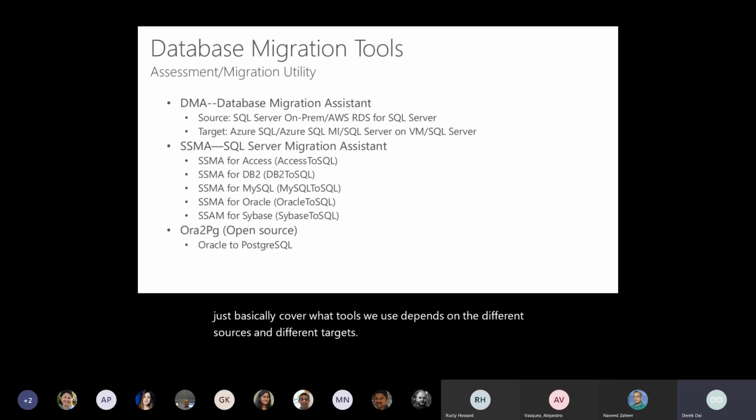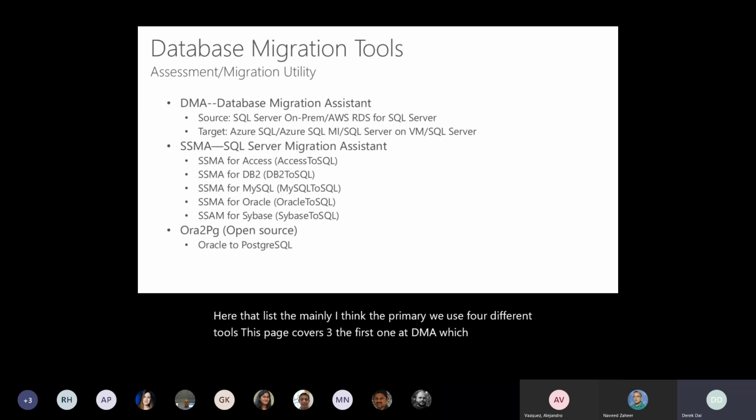Here I list mainly, primarily we use 4 different tools. This page covers 3. The first one is DMA, which is Database Migration Assistant. It's a Microsoft tool. The source is SQL Server on-premise or AWS RDS for SQL Server. The target is Azure SQL and SQL Server. So you can see it's pretty much SQL on-premise and AWS RDS SQL Server. It's the SQL Server family, purely for DMA usage, right?